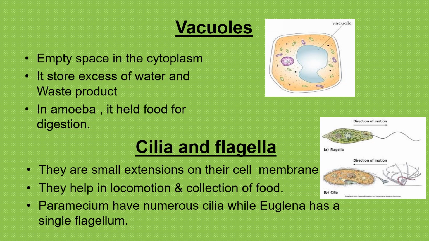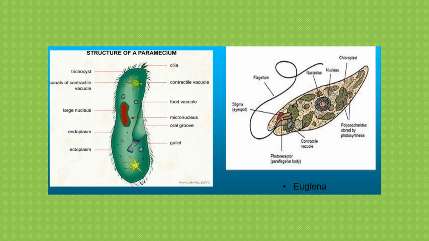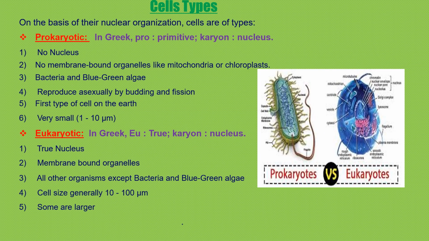Cilia and flagella. They are small extensions on the cell membranes. They are all responsible for locomotion. You can see the diagram of flagella and cilia, where the cilia are many hair-like structures all around the body, and in the euglena you can see the flagella.